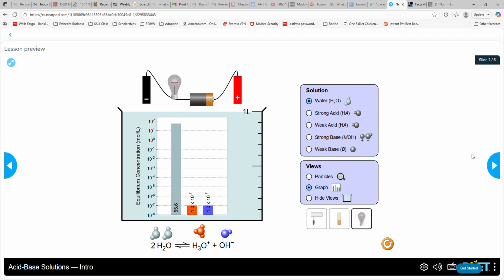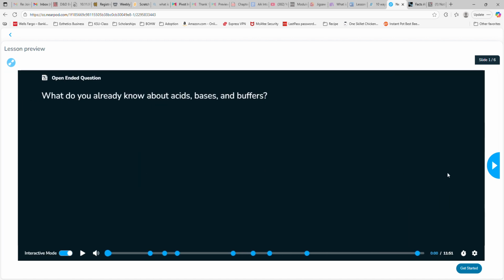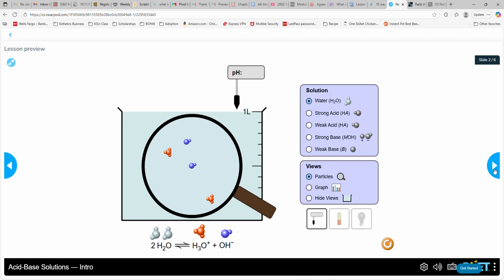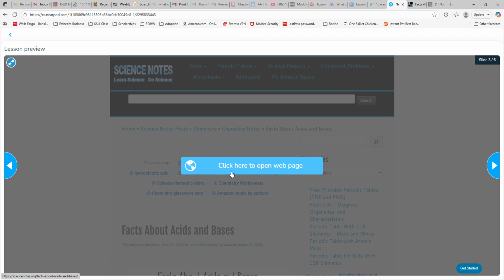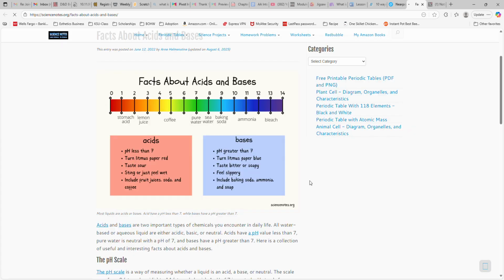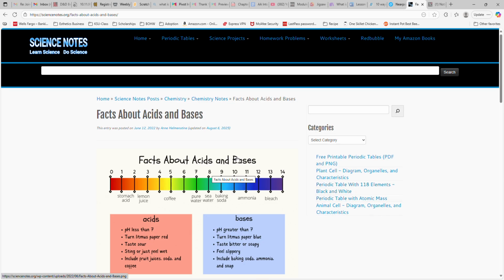And I also am now just getting an idea that I could give them a video explanation of how I want them to do the project too, as a way to also get acquainted with them. Being online, you don't get to see your students as much, so being able to talk to them would be nice. But for slide 3, there is a web page. This is an article, Facts About Acids and Bases.